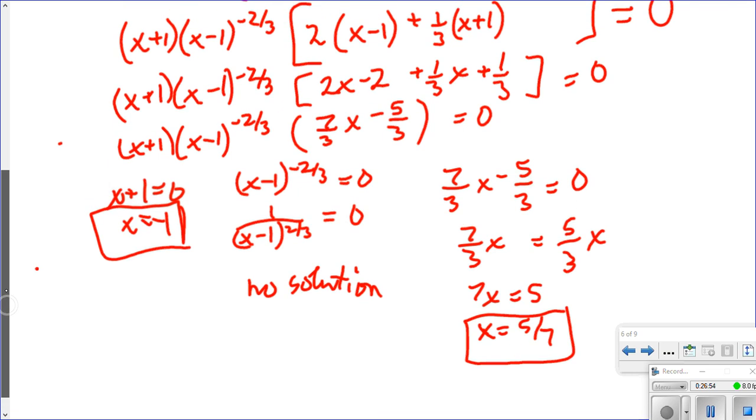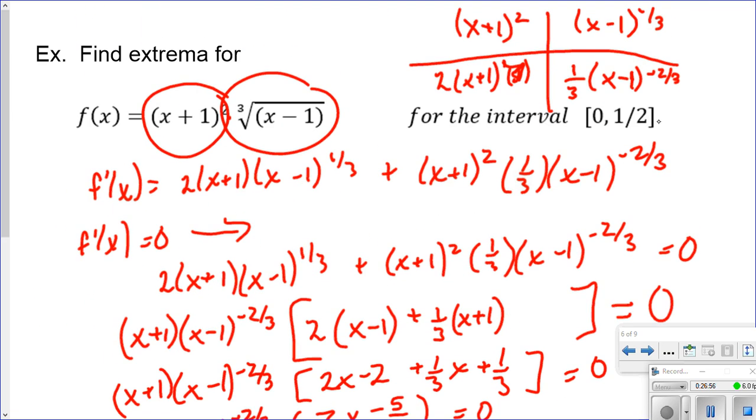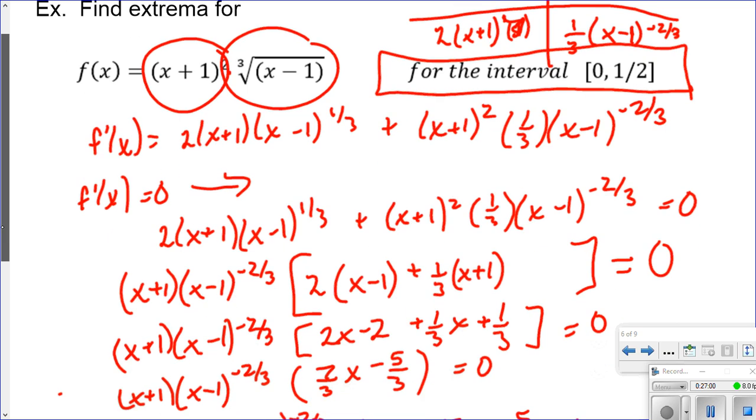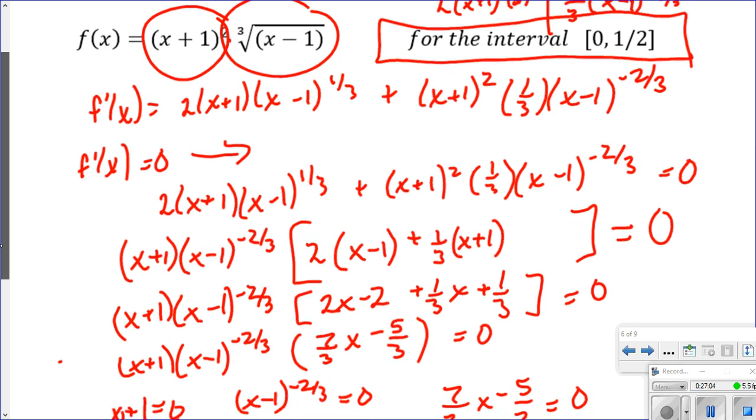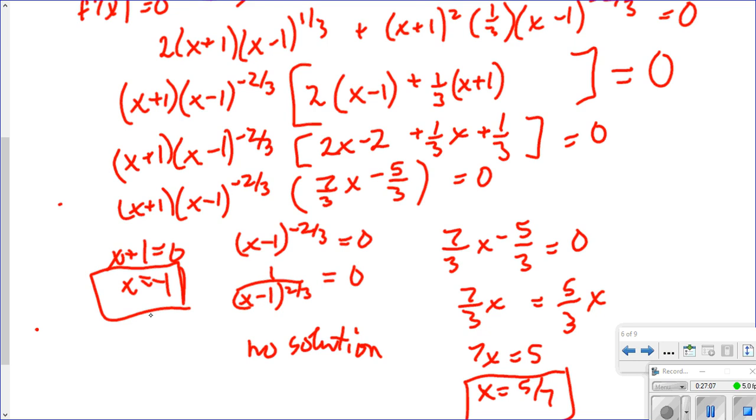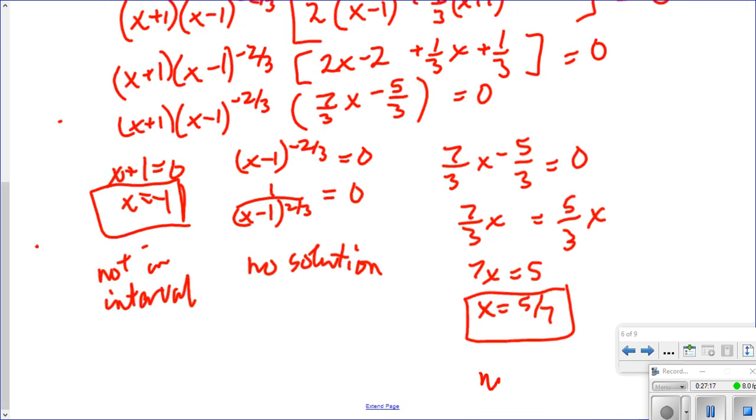Before we go any further and check these points, let's see if they lie in the interval. Remember this interval? Do my solutions lie in that interval? That interval is pretty tight and small, negative 1/2 to 0. Negative 1 is not in the interval, and neither is 5 over 7. 5 over 7 is greater than 1/2.